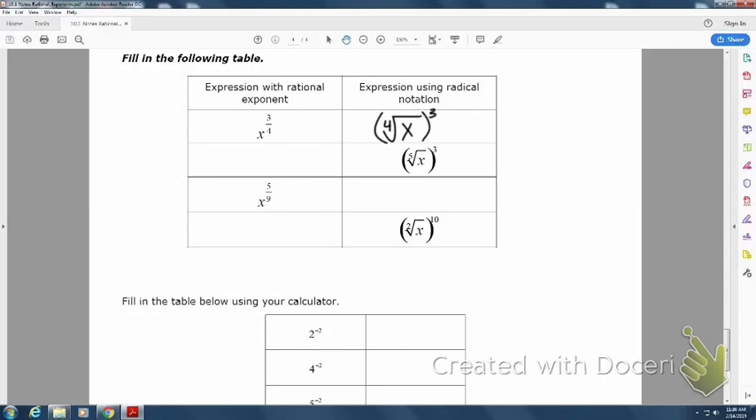Okay, that would be the 4th root of x to the power of 3. Okay, this would be the 5th root of x to the power of 3. The square root, you wouldn't have to have the 2 there, but the square root of 2 to the power of 10. Alright, so Trent, if I had this in radical form and I wanted to write it in rational, what would that look like?